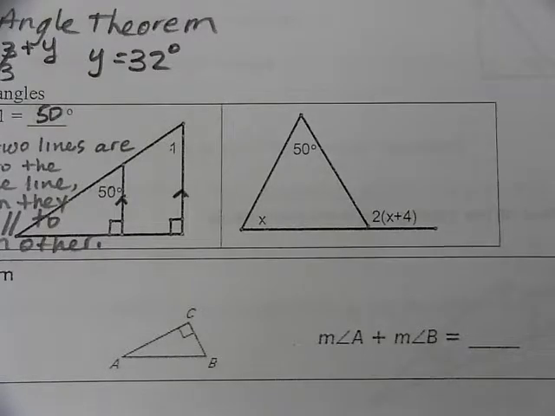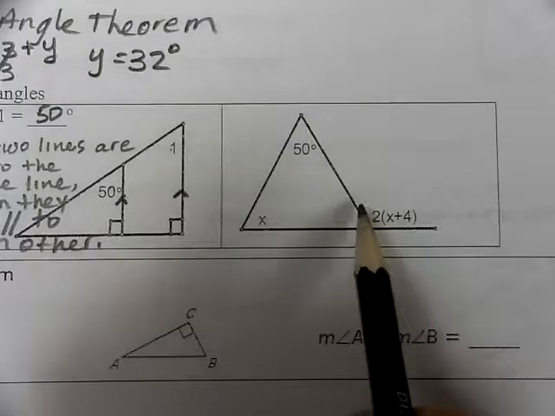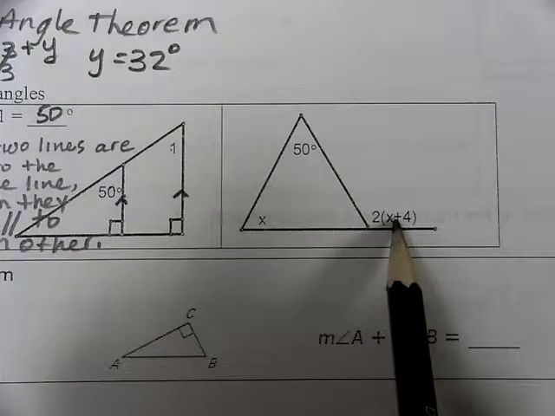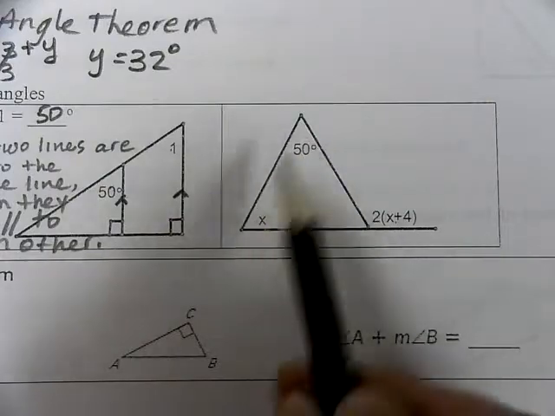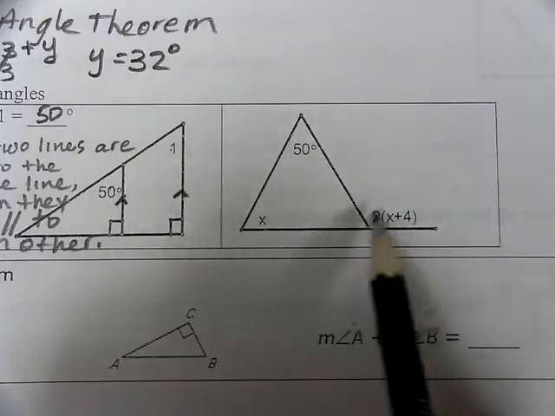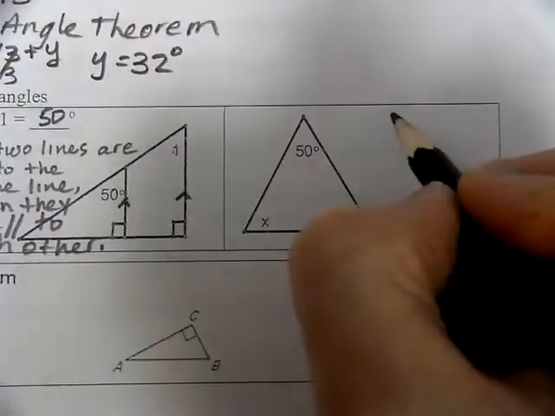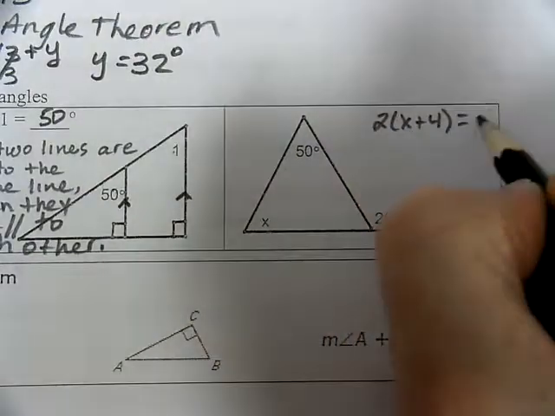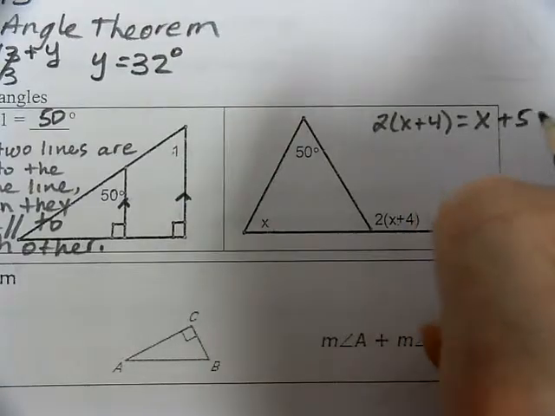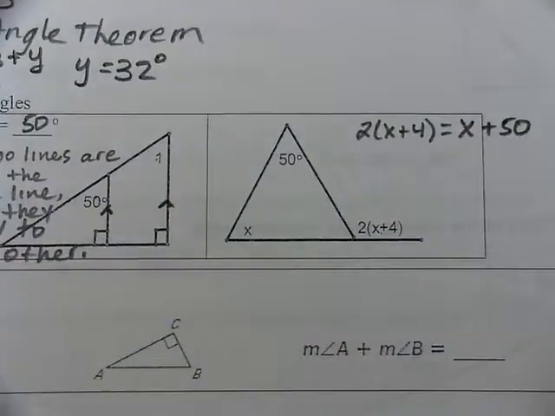Okay, what do you see with this example? Do you see parallel lines? No, we don't have any parallel lines. But we do have an exterior angle and two non-adjacent angles, two angles not next to that exterior. So we know the exterior angle has to equal the sum of the non-adjacent angles together.